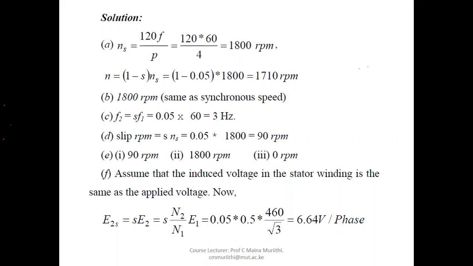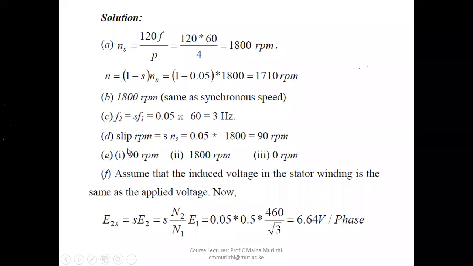Yeah, slip RPM, you can either multiply S by 1800, which is the synchronous speed, or you subtract the rotor speed from the synchronously revolving field, 1800 minus 1710, and you get 90. Now, here is where we were talking of the relative speed. So here it is 90.